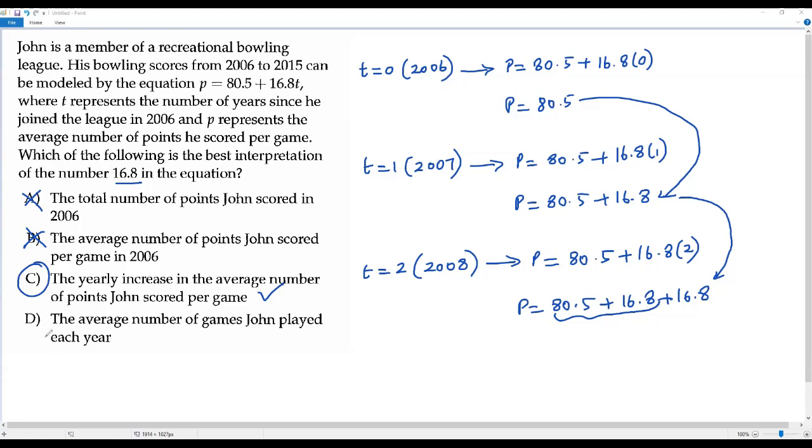Anyway, we can go over answer choice D as well, the average number of games John played each year. No, the 16.8 does not represent the average number of games. So we can reject answer choice D as well. The correct answer choice for this question is C.